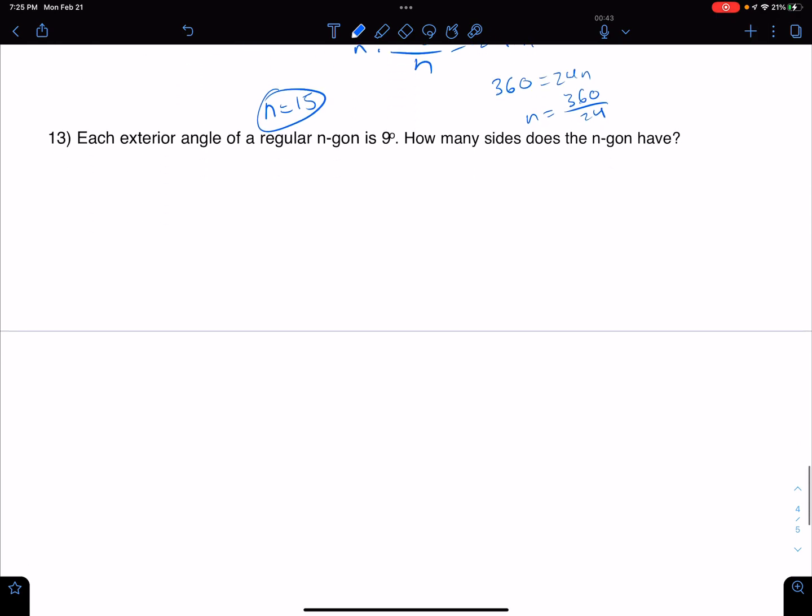Okay, number 13 says each exterior angle of a regular n-gon is 9 degrees. How many sides does the n-gon have? So I could say 360 divided by n is equal to 9 degrees. I multiply both sides by n. So I get 360 equals 9n. Then I'll do 360 divided by 9. So n is equal to 40. So this has 40 sides.